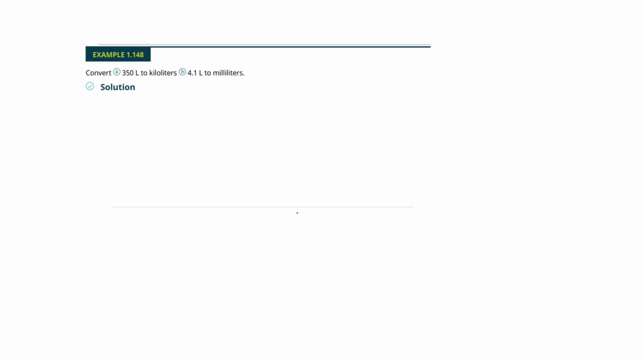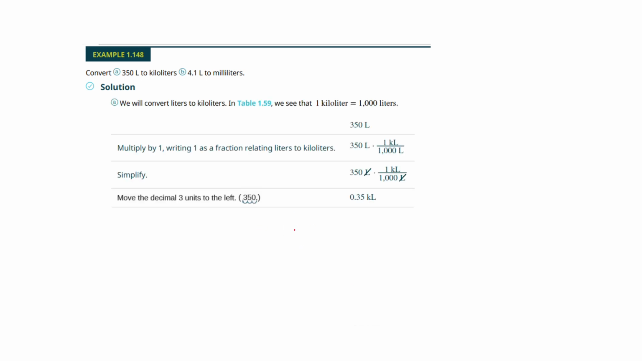Okay, so now we're going to work with fluids here. Same idea. I've got 3,500 liters. Well, if you check your chart, it follows the pattern that 1 kiloliter has 1,000 liters, just like it was the same premise with meters. So liters will cancel. I'm now dividing by 1,000, so move that back. I get 3.5.